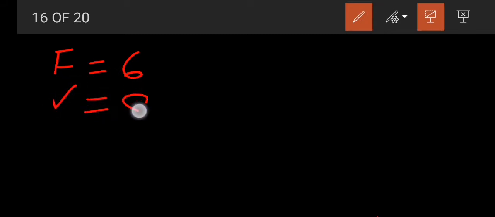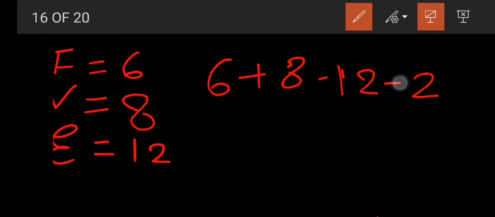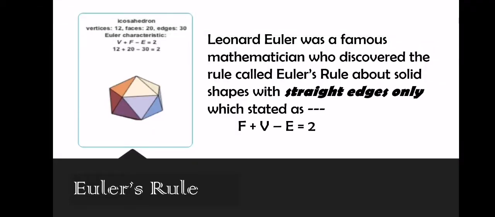Let's take a cube. In this, the number of faces is 6, the number of vertices is 8, and the number of edges is 12. So, 6 plus 8 minus 12 should be equal to 2. So 14 minus 12 is of course equal to 2. So hence we have proved Euler's rule.